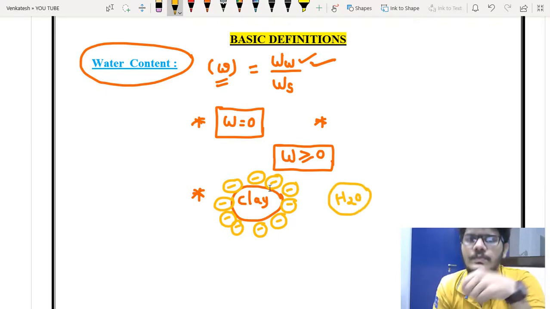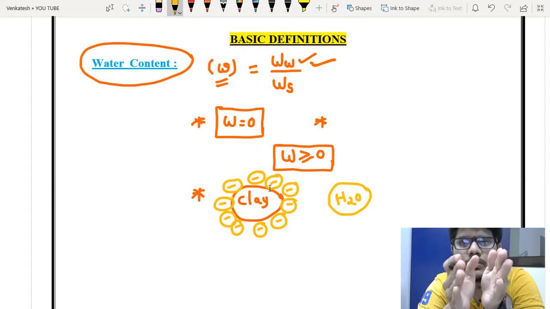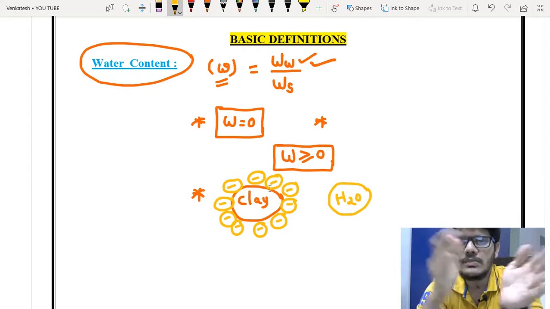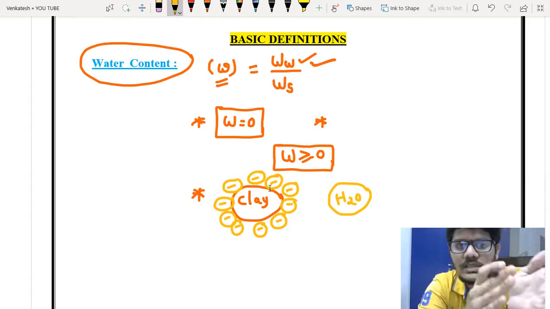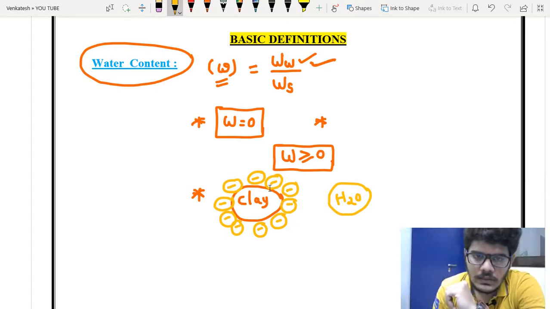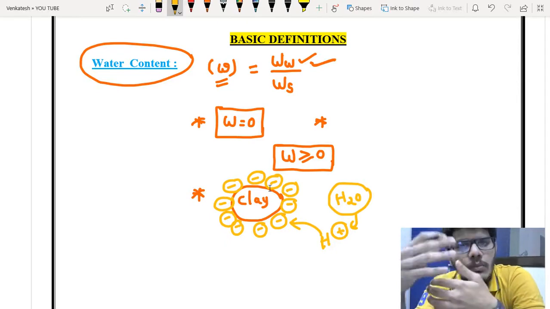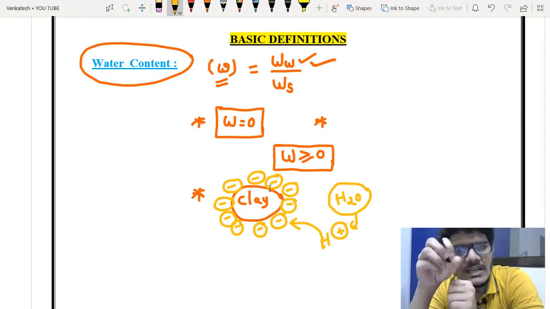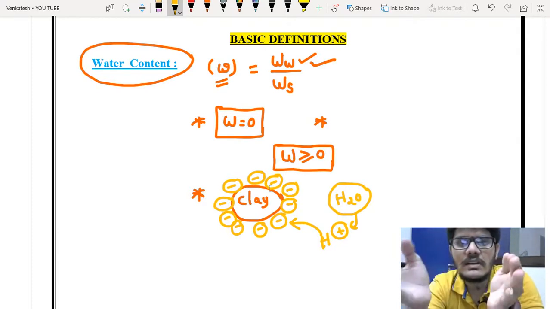So when water is added to this clay particle in fine grained soil, water has one peculiar phenomenon: it can split into ions H plus and OH minus. Water being a dipole, it splits into ions H plus and OH minus. These H plus ions in water will be attracted by the clay particle. So clay can absorb more water, and it can absorb as well as retain.